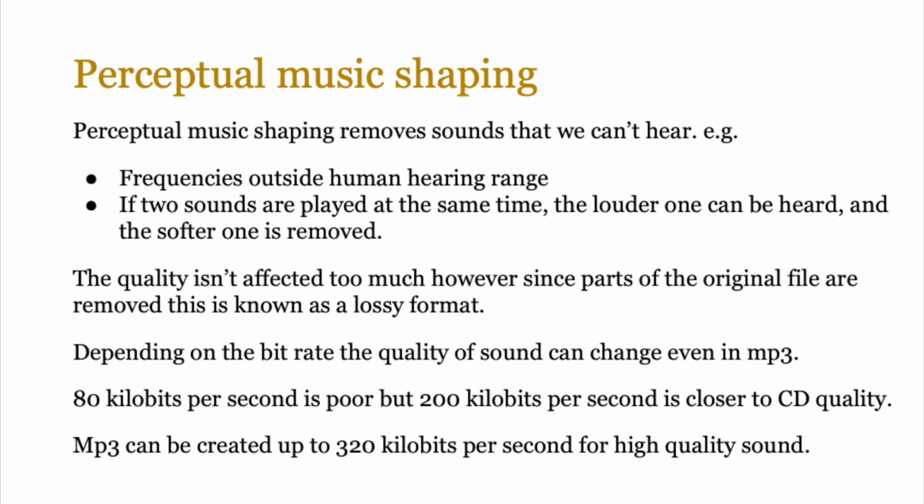Now, depending on the bit rates, the quality of sound can also change. So for example, if we were recording things in MP3, we could record it at 80 kilobits per second, which is quite poor, or you can use 200 kilobits per second, which is closer to CD quality, or up to 320 kilobits per second, which is high quality sound. All of this is still compression, so if you're using 80 kilobits, you're probably removing more of the original sound compared to 320 kilobits, where less of the original sound is removed.